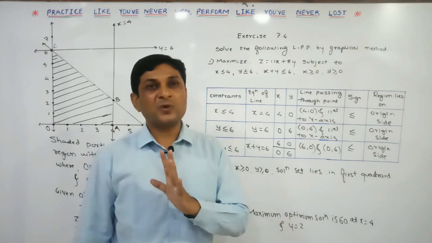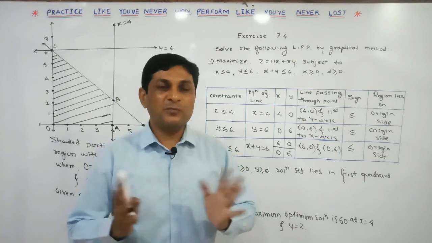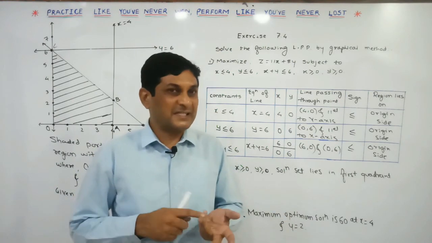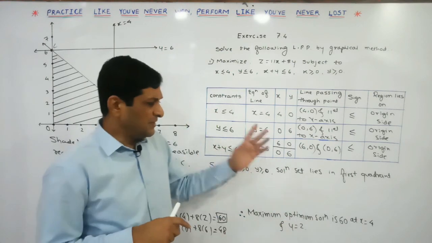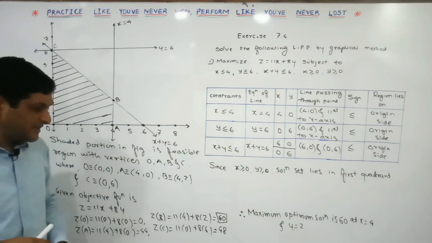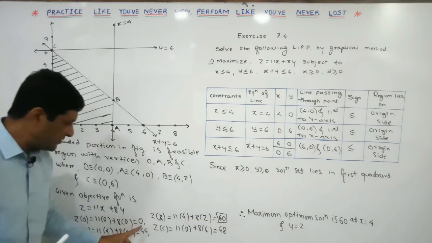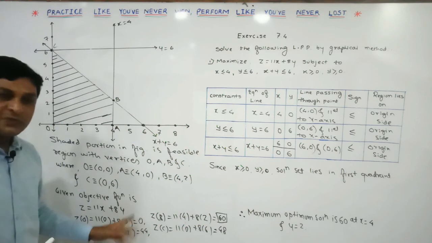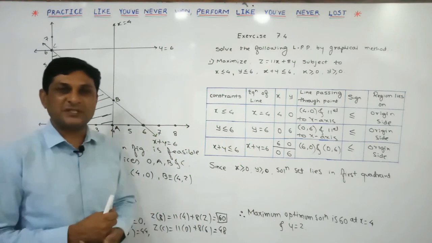The same method we have to use in every example. There is no different method for maximize and what? Minimize. The process is similar. In case of minimize, check which is the minimum value. Here 0 is the minimum value. So we can say that the minimum optimum solution is 0.